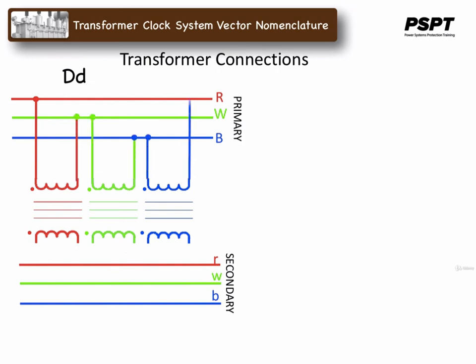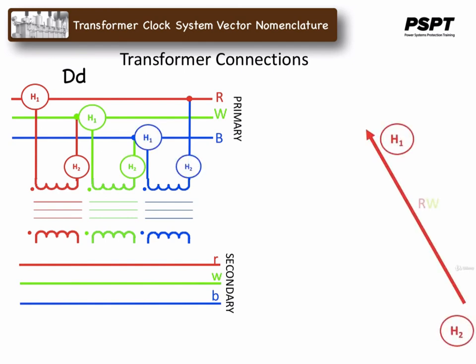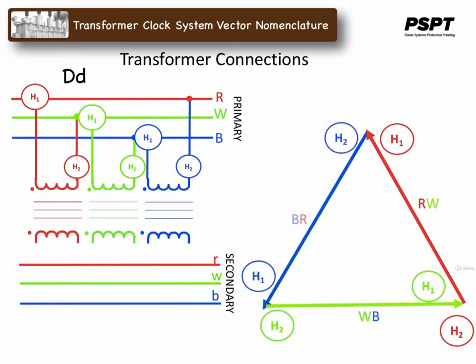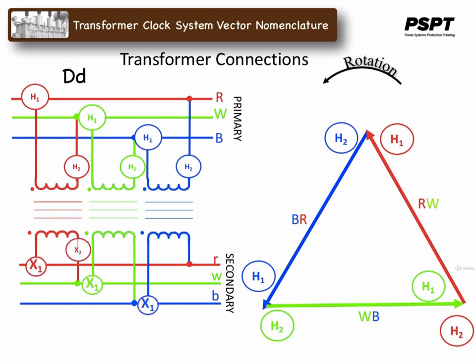Now let's look at a delta to delta configuration. We have already studied this configuration with the primary windings connected like this. It would produce these phase-to-phase voltages on the primary side. With the secondary windings connected in a similar fashion, it would produce voltages that would look like this.